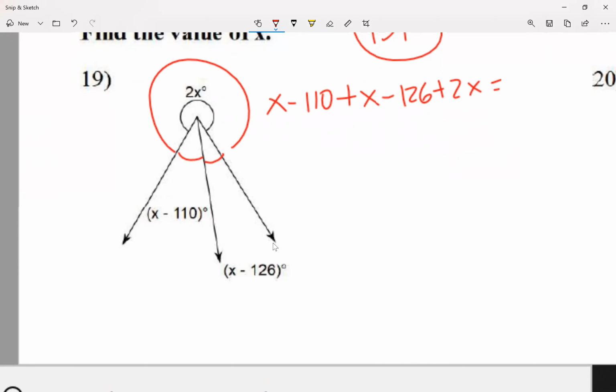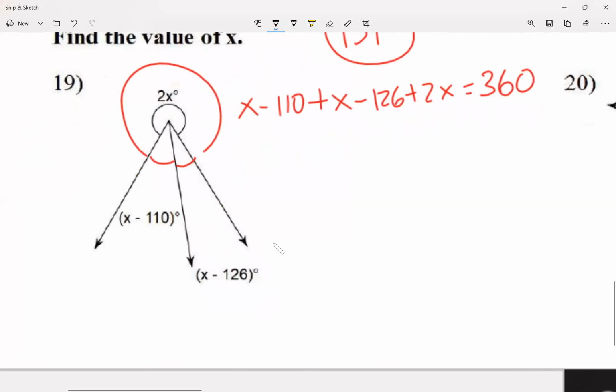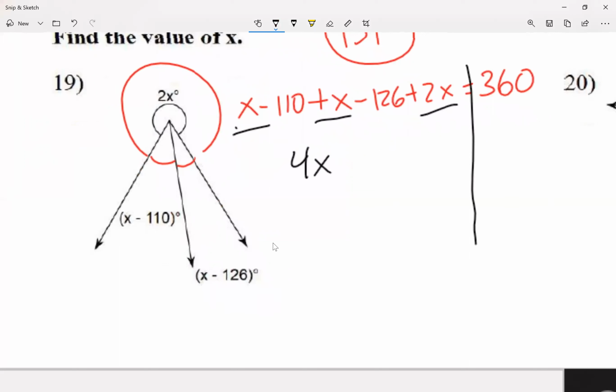And I said it makes an entire circle. I know an entire circle is 360 degrees. So I'm going to say this is equal to 360. When we talk about measurements of angles, we call this degrees. Now, let me separate my sides through the equal sign. On the left side, let me combine like terms. When it comes to letters, 1x plus 1x plus 2x, that's going to give me 4x.